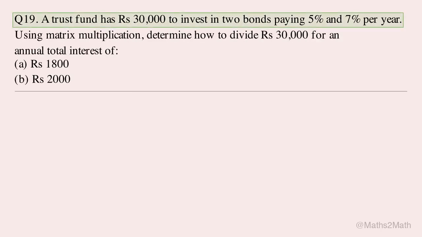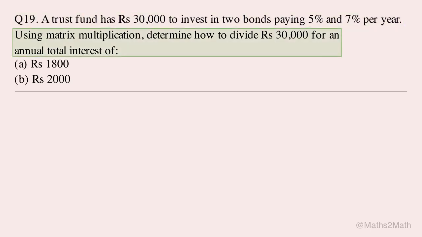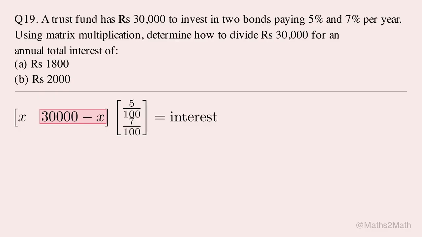Question 19, a word problem. Let x go into the 5% bond and the rest into the 7% bond. The interest condition becomes a 1 by 2 times 2 by 1 matrix product. Set up the product. The amounts row times the rates column equals the interest.